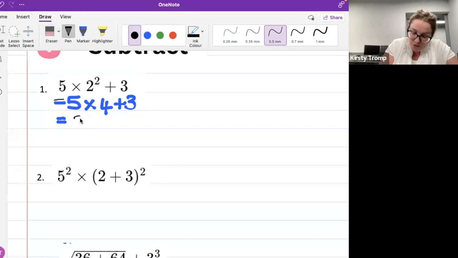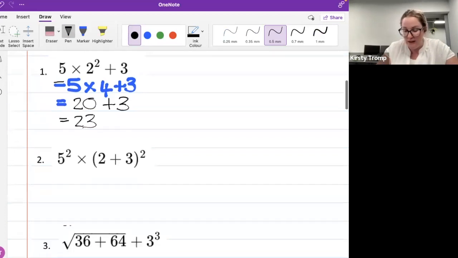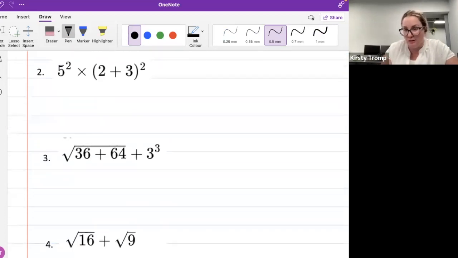Okay, so 5 times 4 gives me 20 plus the 3. Then I've got add or subtract. So 20 plus 3 is going to give me 23. Okay, we're going to do one more together, and then I'm going to let you try by yourselves, and I'm going to answer some questions.